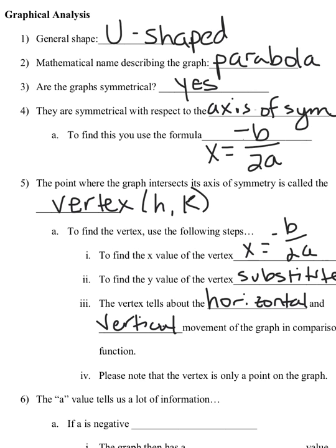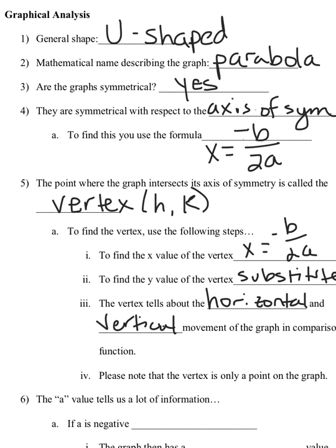All right, so the graph shape is a U-shaped graph. The mathematical name describing the graph is called a parabola. Are the graphs symmetrical? Yes, they are. They are symmetric with respect to the axis of symmetry. To find the axis of symmetry, you would use the formula x equals negative b over 2a. You're going to get a solid number for negative b over 2a, and that's going to be the value of the line that goes vertically up and down through your graph. And that's going to create your axis of symmetry.